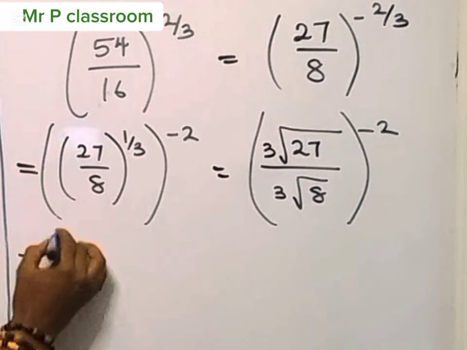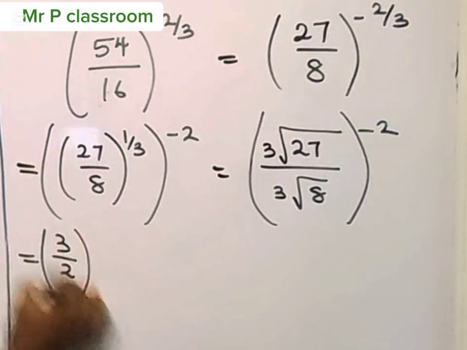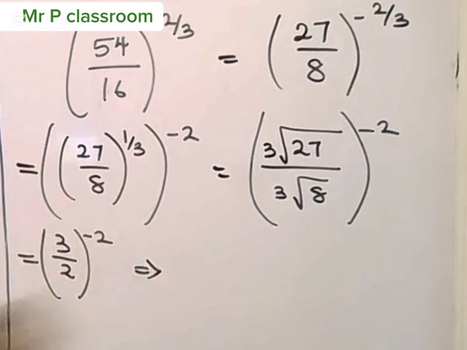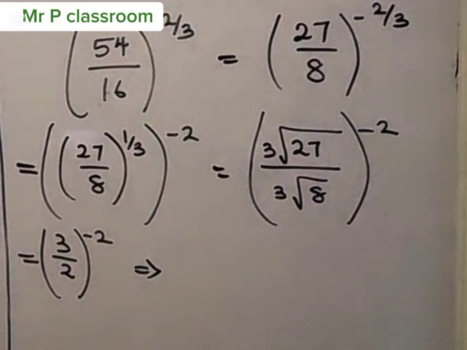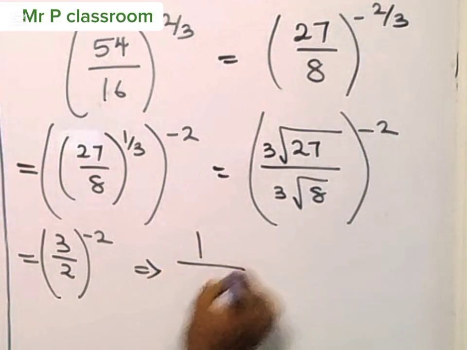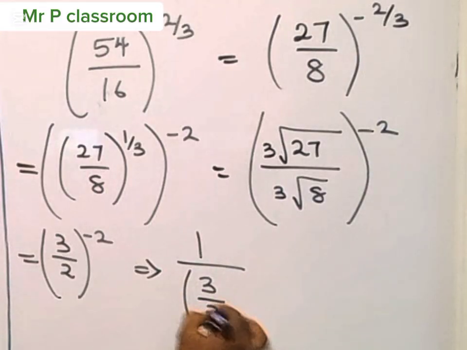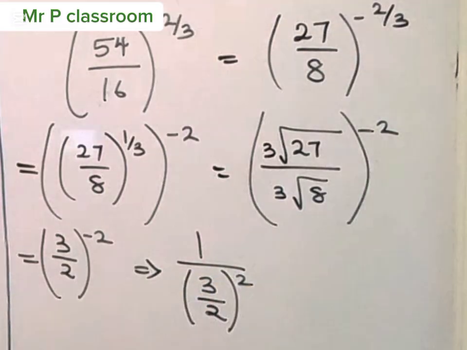So this will give you what? 3 over 2 raised to the power of minus 2. So what does minus mean? Minus means you take it down, you have 1 over 3 over 2 raised to the power of 2. Now the minus has disappeared because you took it down.